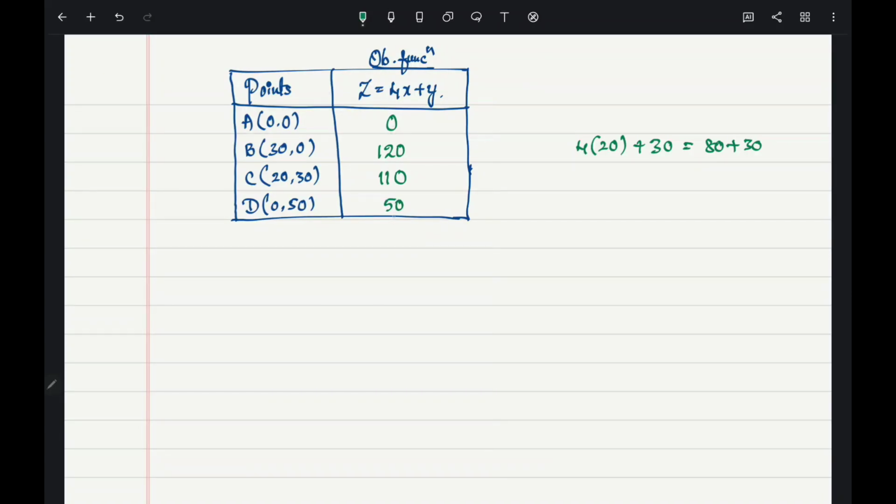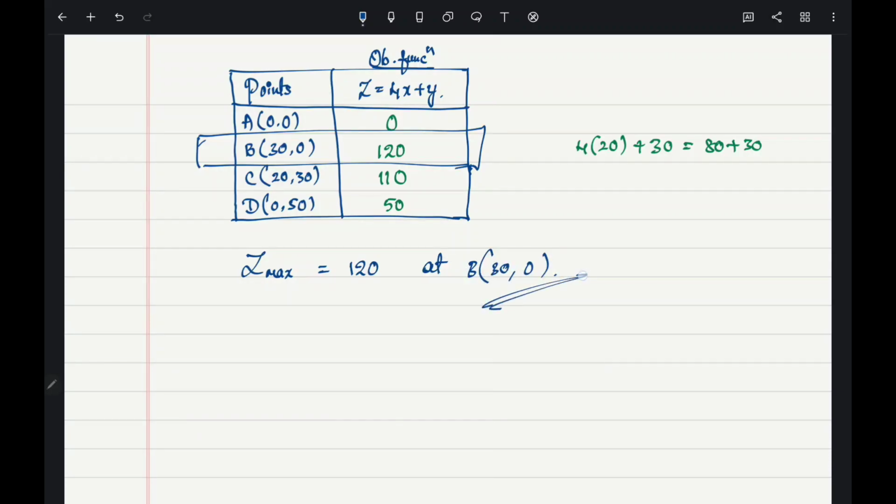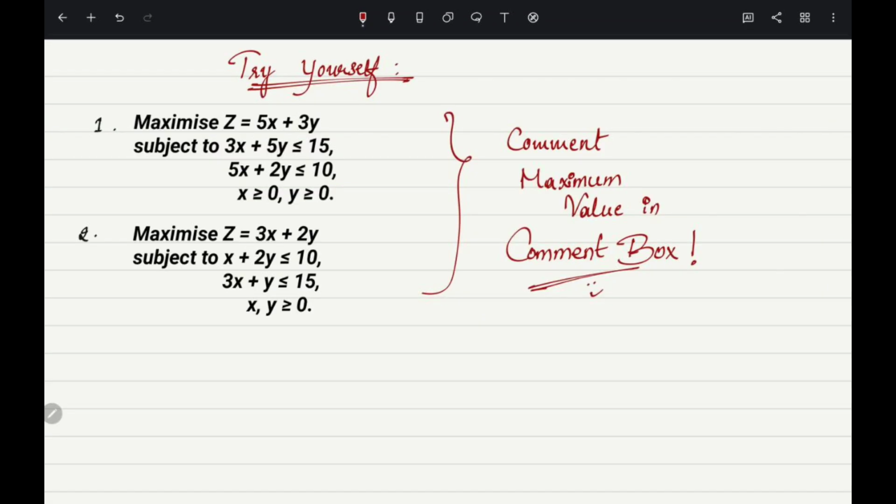Among these values, the maximum value for the objective function is the solution. So we have Z maximum value equal to 120 at the point B of 30 comma 0. So this is how we have got the maximum value for the objective function in the simplest manner.